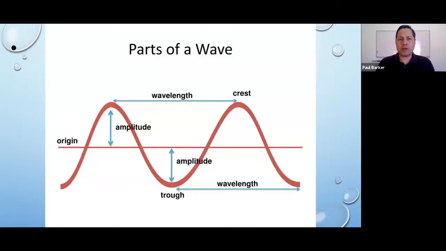Now, let's take a look at this diagram for parts of a wave. The top of the wave is referred to as the crest. The wavelength is the distance from one crest to another. The wavelength could also be the distance from the bottom of the wave, which is also referred to as a trough, to the next trough. The amplitude is the distance from the equilibrium point up to the top of the crest or down to the bottom of the trough.